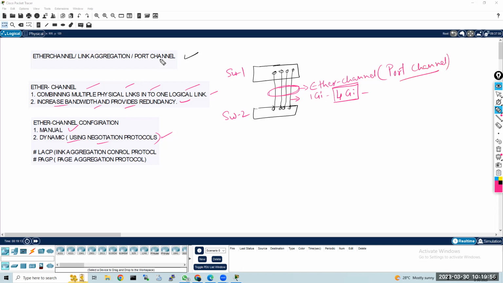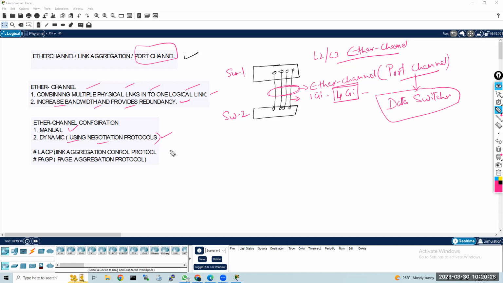Don't get confused. The reason I have mentioned here Ether channel or port channel is that in data center switches we call it a port channel. It is the same thing, bundling. Right now, what I'm explaining applies to both L2 and L3 Ether channel. Both do the same job, no difference.